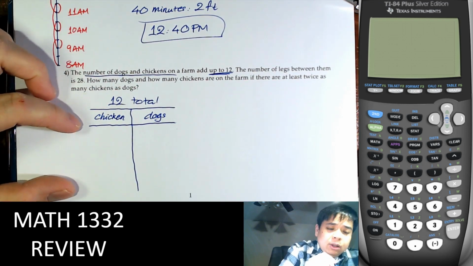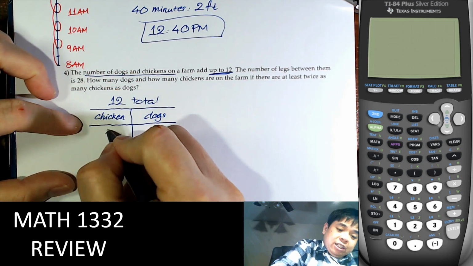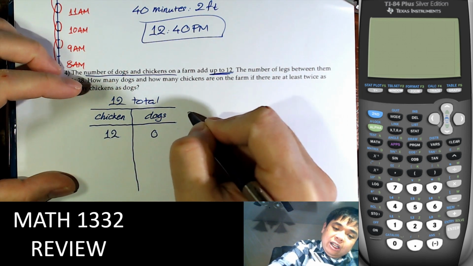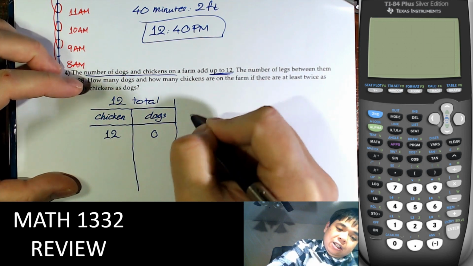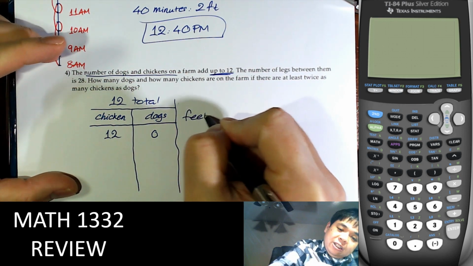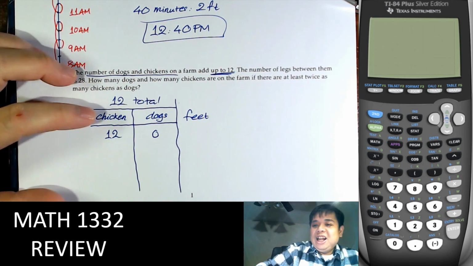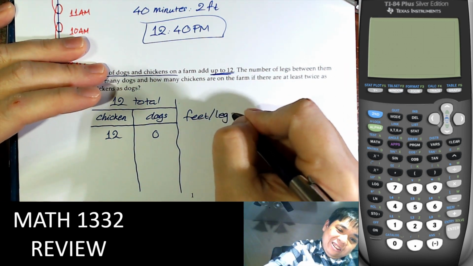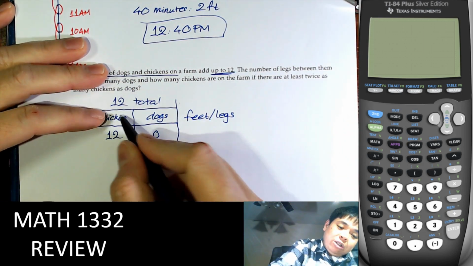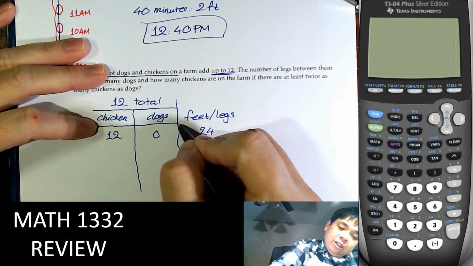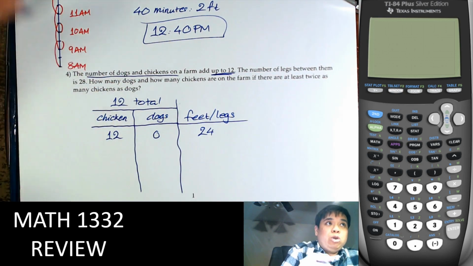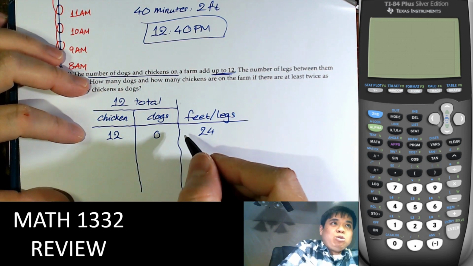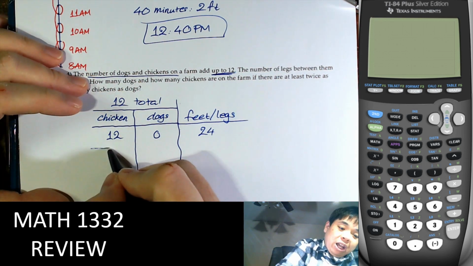Now, if we have all chickens, of course there will be 0 dogs, and in that case, the number of feet, or I should say legs, will be 12 times 2, that will be 24. Right. So if we have all chicken, that's what we have. Now, of course, we cannot have that. We need more feet or more legs.